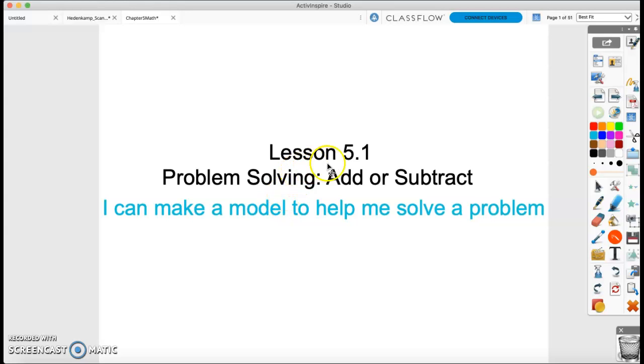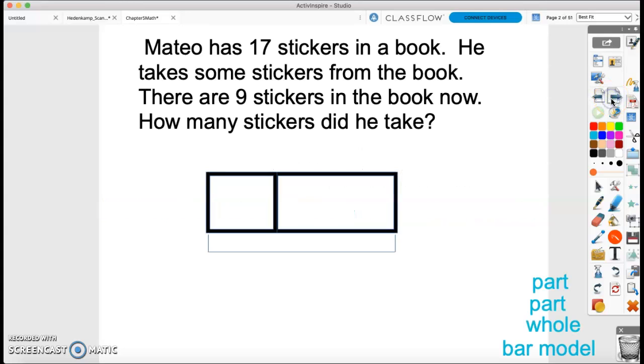This is Math Lesson 5.1, Problem Solving, Add or Subtract. At the end of this lesson, you should be able to say to yourself, I can make a model to help me solve a problem. Here we go. Let's read.